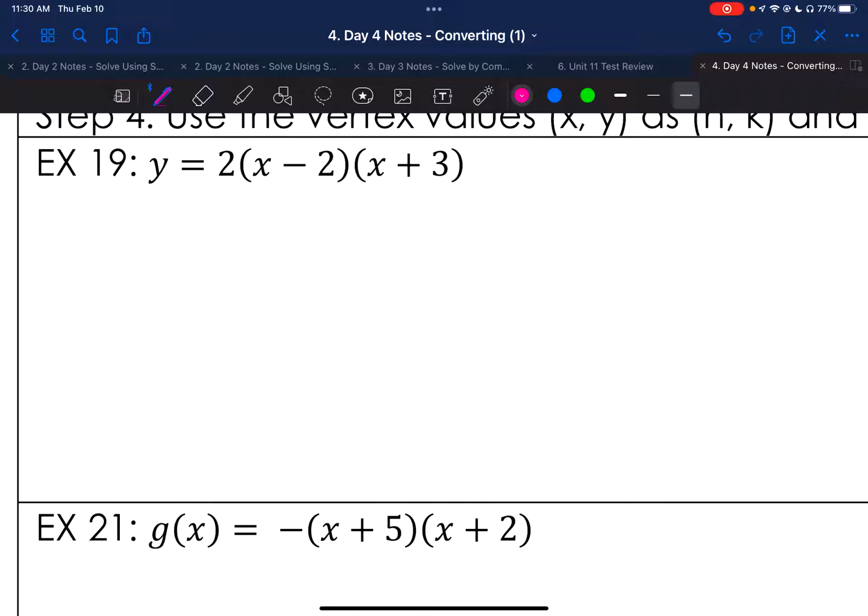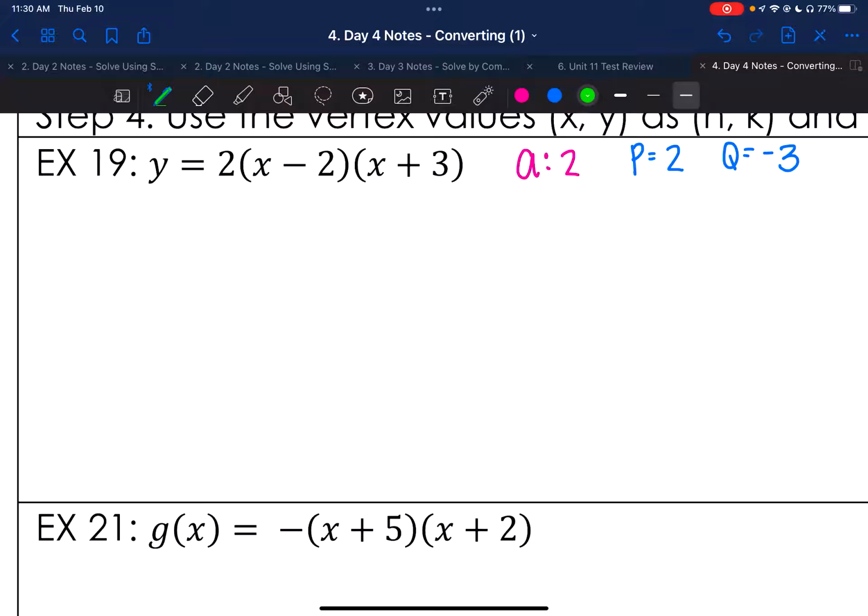For number 19, we're going to identify our a value, which is 2, and then our p and q values. My p value is positive 2, and my q value is negative 3. You can put that in either order. P and q can be interchanged at any time.